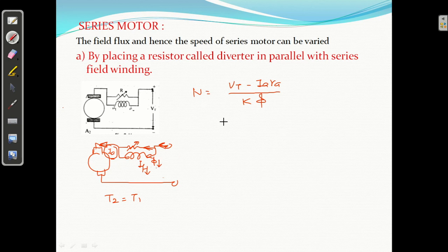But here I want to tell you one more thing. When you insert this resistance, suppose T2 equals phi2 Ia2, and T1 equals phi1 Ia1. When you insert the resistance, phi2 will reduce, so to keep the same torque, Ia2 will slightly increase. It is not that Ia2 will not change because your load is the same. Ia2 will increase, but the decrease in the flux is more compared to the increase in Ia. Speed is inversely proportional to flux, so speed will increase. So N2 you will get more than N1.